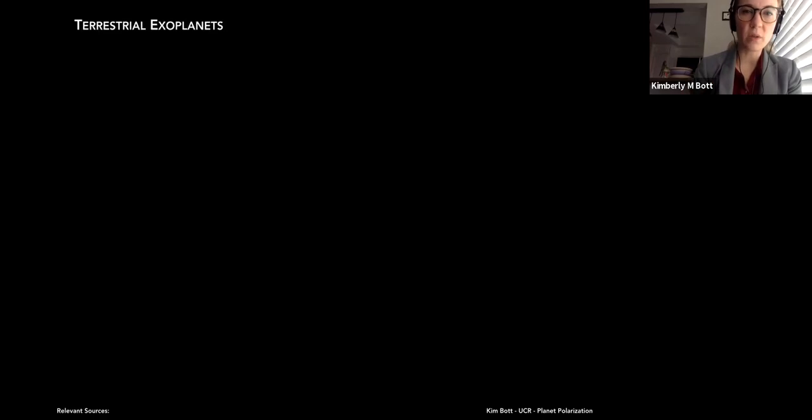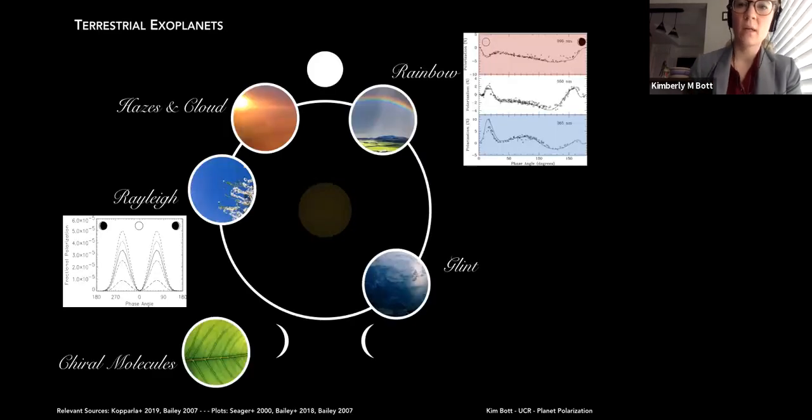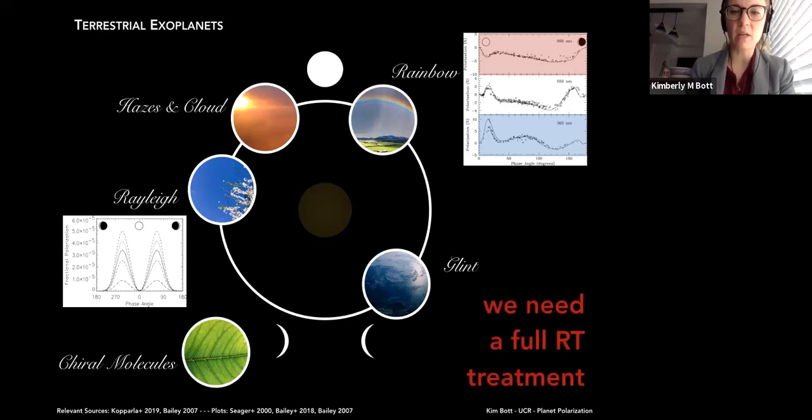So for terrestrial planets, true terrestrial planets, we'll definitely want to consider our rainbow contributions, the contributions of hazes and clouds, as well as the Rayleigh scattering. So that means that we really need a full radiative transfer treatment that's going to include these additional effects from the clouds, including the rainbow. And in cases where we think we may be able to see a surface, we'll need a full treatment for the surface. And there simply are not that many models that include those treatments right now.